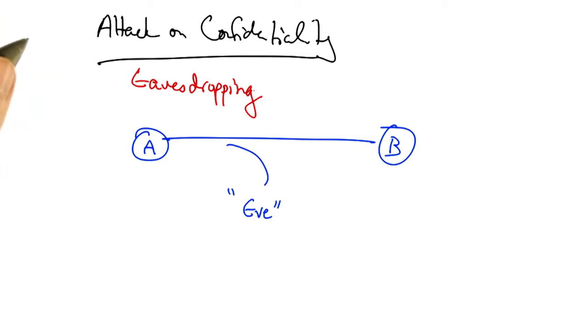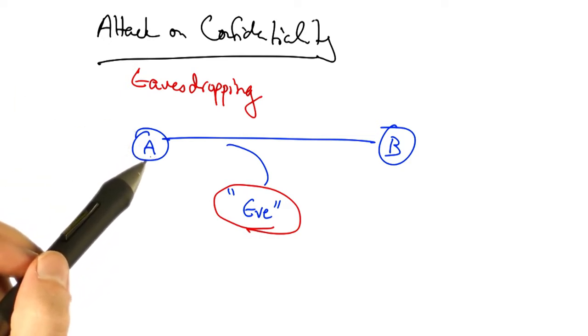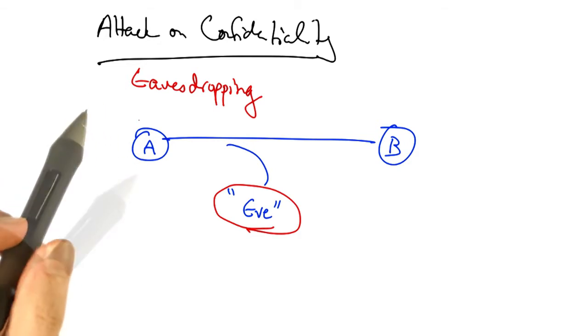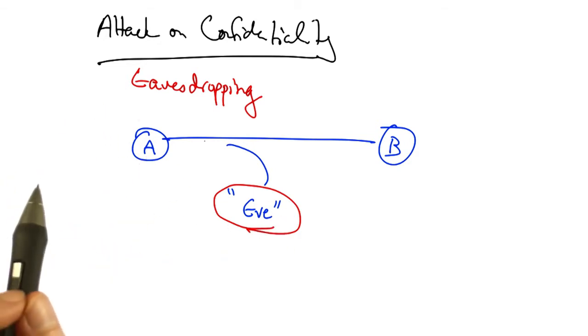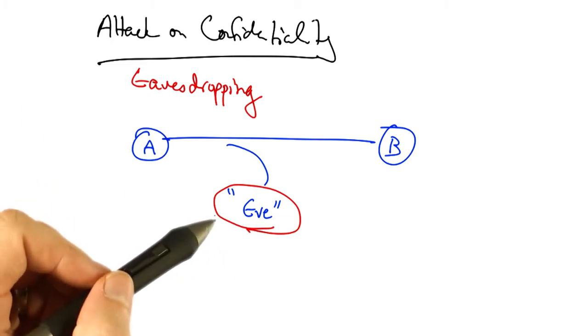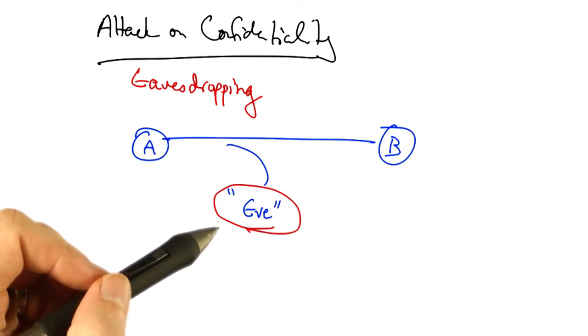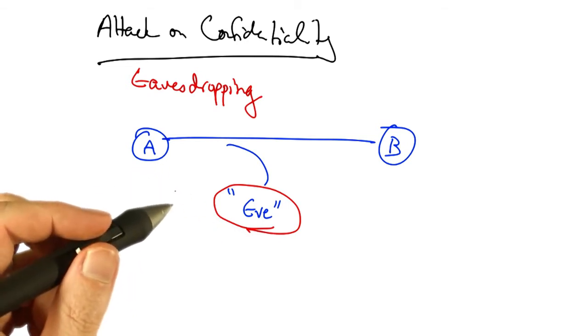One attack on confidentiality is called eavesdropping, where an attacker, Eve, might gain unauthorized access to information being sent between Alice and Bob. So for example, if Alice and Bob were chatting on instant message, or if Alice sent an email to Bob, the potential exists. In other words, there is a threat that Eve might be able to hear that communication.